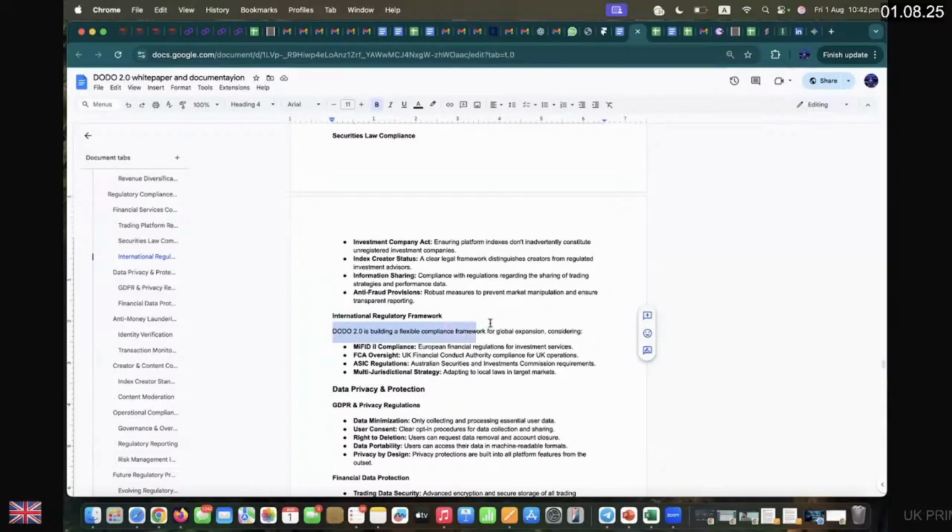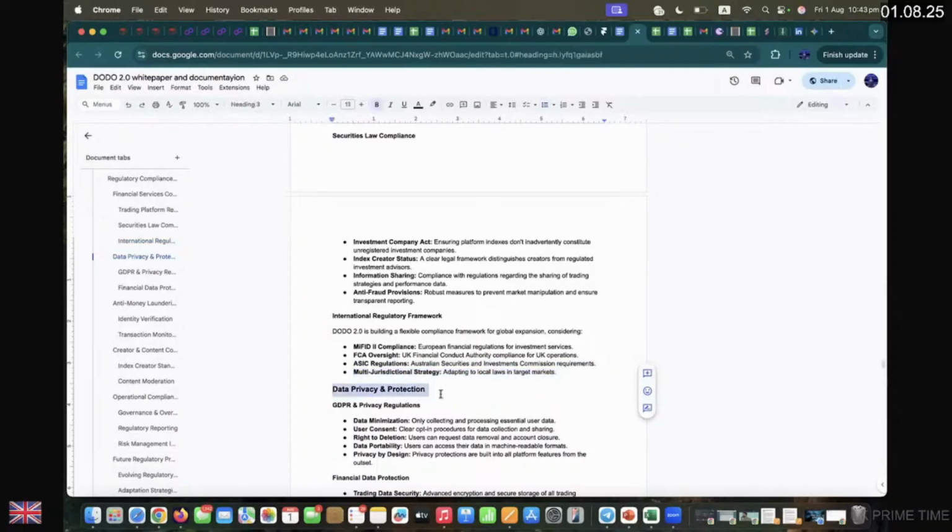DODO 2.0 is building a flexible compliance framework for global expansion, considering MiFID II compliance, European financial regulators for investment services, FCA oversight, UK Financial Conduct Authority compliance for UK operations, ASIC, Australian Securities and Investments Commission requirements, and multi-jurisdiction strategy, adapting to local laws in target markets.